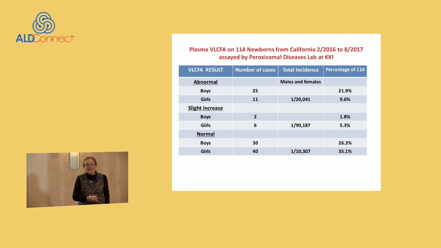So this is just a guesstimate, because we do not get all the information. We just get a plasma sample, we get the date of birth, we get the date of sample, we get the sex. That's about it. We don't get anything more. So I just thought this was interesting to share. This is from California.